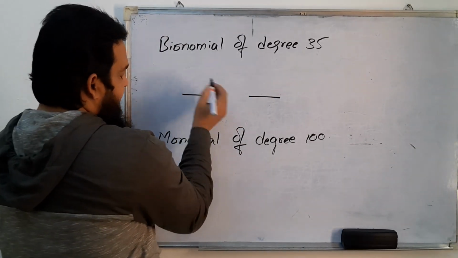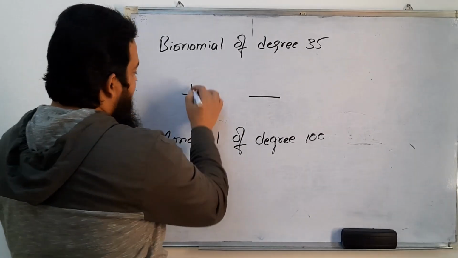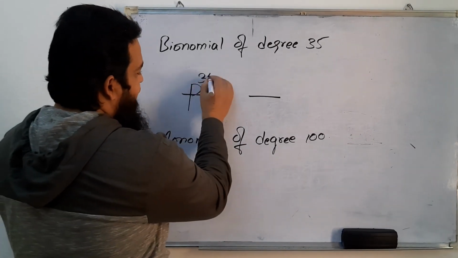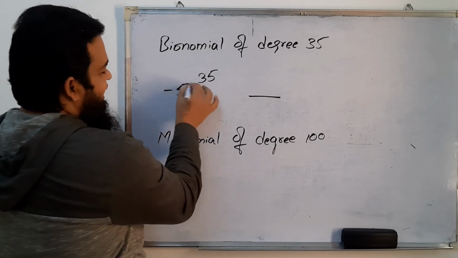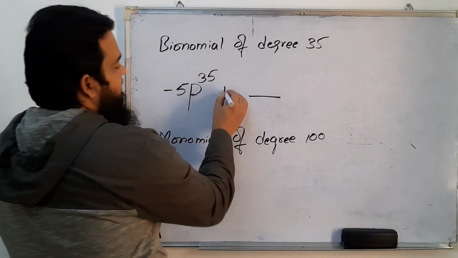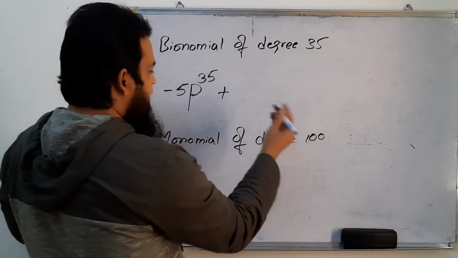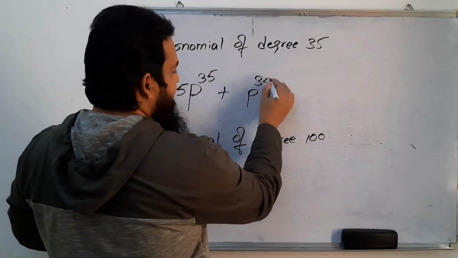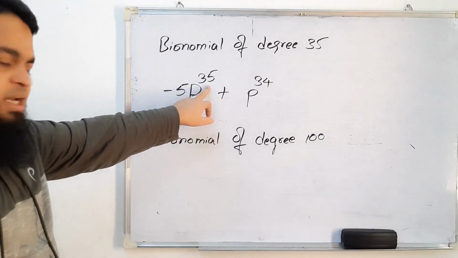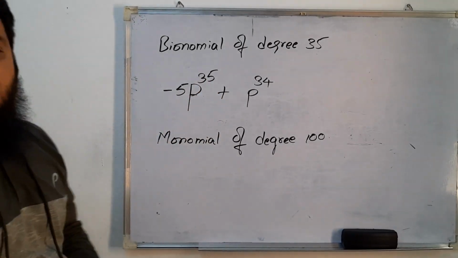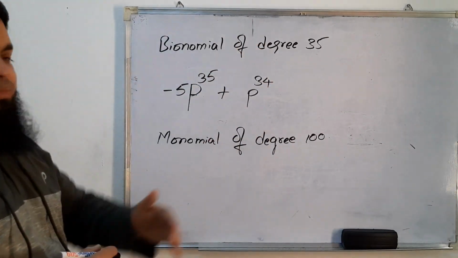So let us take p as a variable, p to the power of 35. You can keep it as minus 5 p to the power of 35 plus, you can keep anything, p to the power of 34. So what is the degree of this polynomial? The highest degree is 35. So this is a binomial of degree 35.